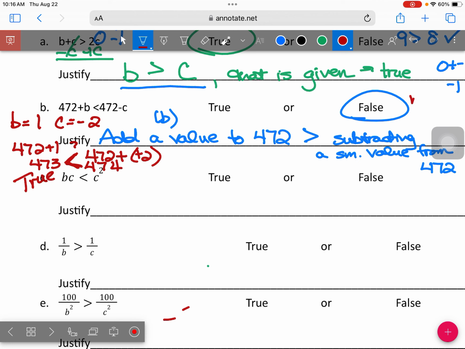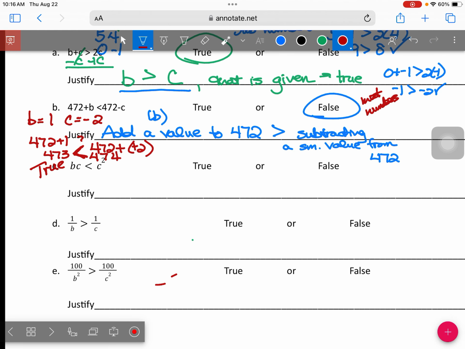So in that case here, it would be true. But for most of our numbers, it will be false. Isn't that crazy? Yeah, that is great. I know. So be wary. Make sure you check in with some negative numbers and some zeros sometimes.